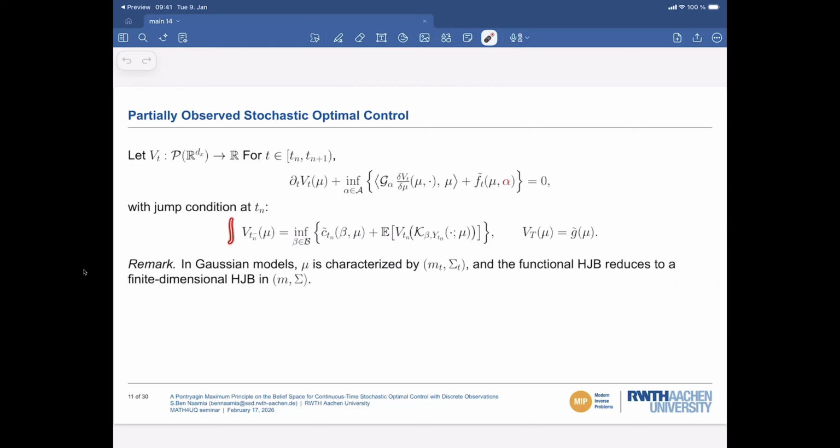And obviously, you have this jump condition at the time of observations that is coming from the discrete cost, because if you think of the dynamic programming principle, if you go backward, at T_n minus you sort of need to add the discrete cost that was not included in the future cost. And what you're doing is you're averaging over all possible observations that you are getting.